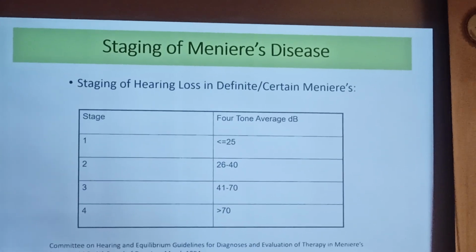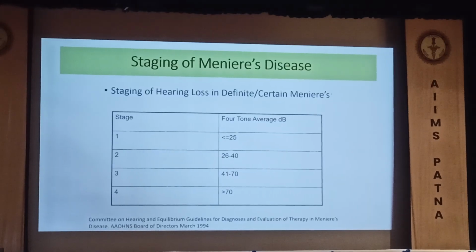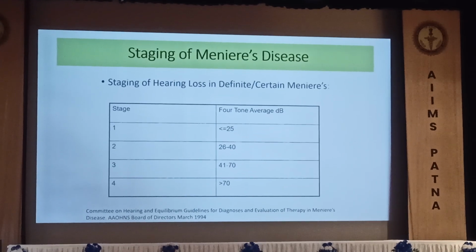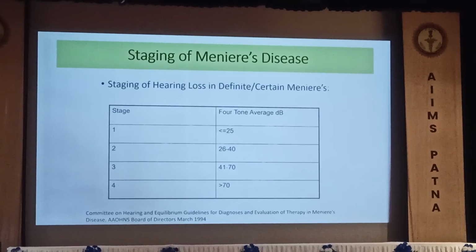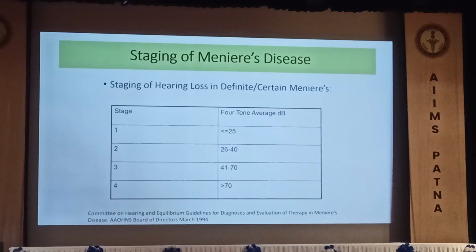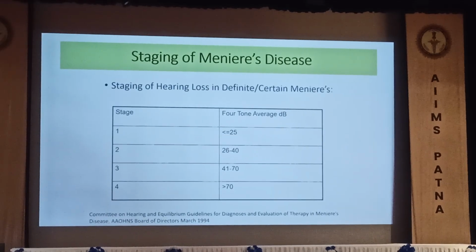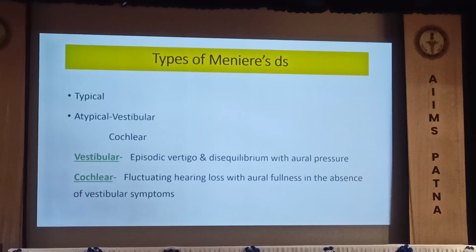People have staged it. Why have they staged it? Because we treat Meniere's in a stepladder pattern. And when you decide to switch, it is based on symptom severity, and one of the worst symptoms to happen is the hearing loss. The hearing loss goes from mild to moderate to severe. That's how Meniere's also progresses stage-wise.